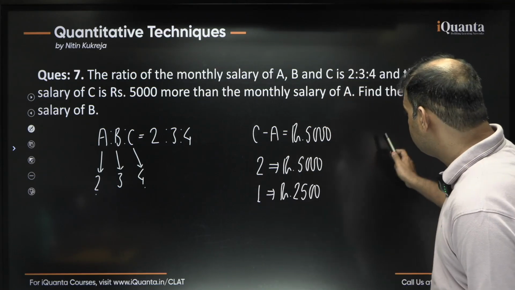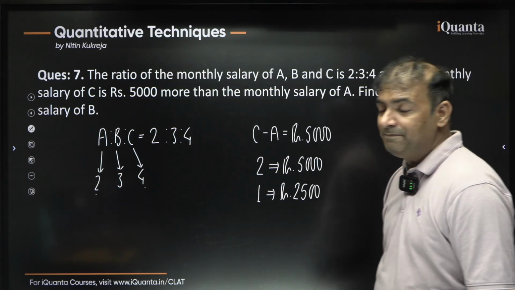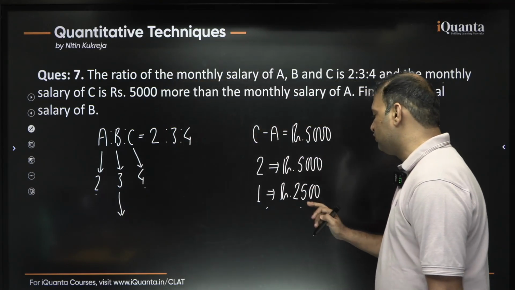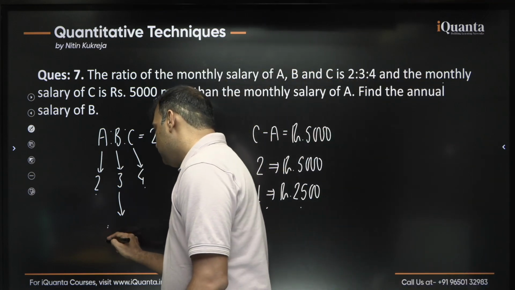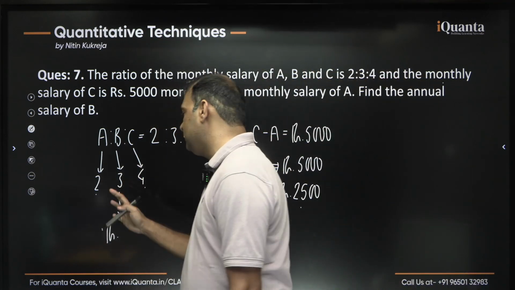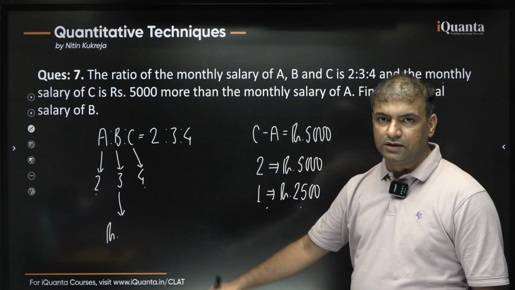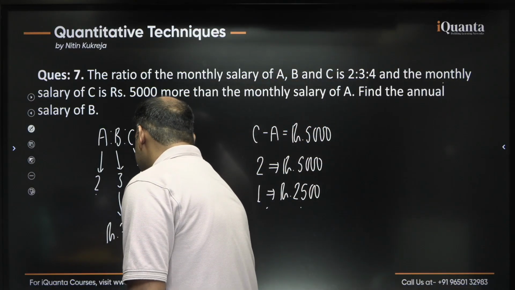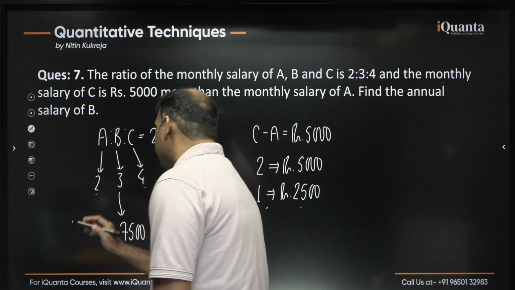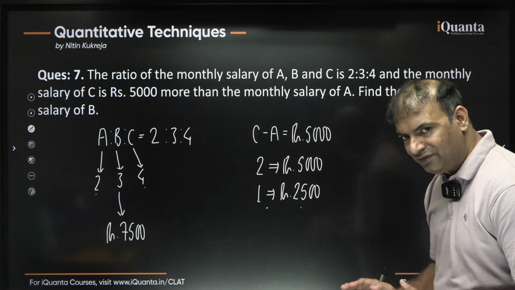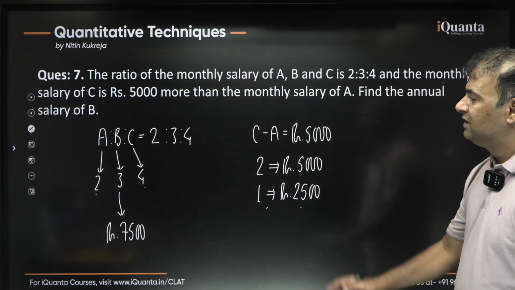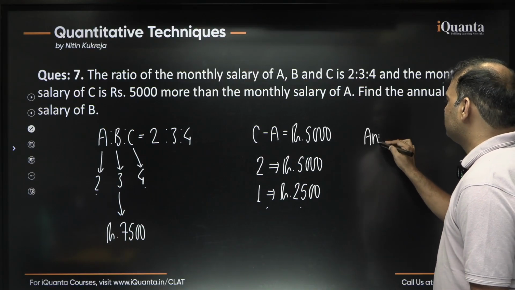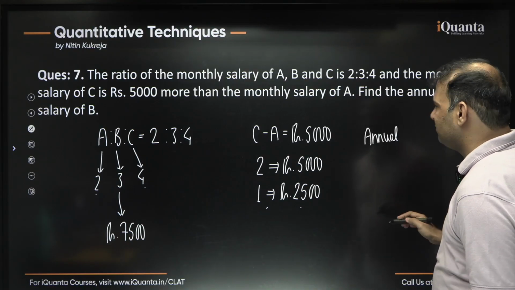Now coming to the question part, they were asking the salary of B. So B is 3 in the assumption, right? So 1 is 2,500, that means 3 has to be 2,500 into 3, and that should be 7,500. All right. But this is the monthly salary of B. Do not forget this part. Again, this is the monthly salary of B, and the question is the annual salary of B, right? It's not difficult. It's just about remembering this part.